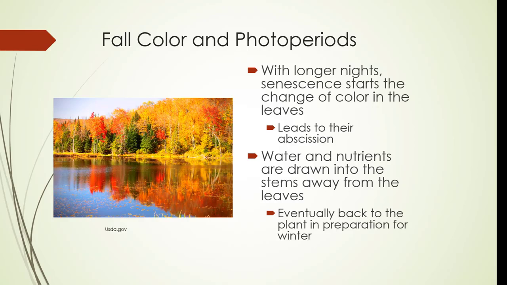Okay, so fall color and photoperiods. There's many things that go into fall color, but one of the things is photoperiods. So with longer nights, senescence starts the change of the color of leaves, and that leads to abscission. We'll talk about what abscission is in a moment. Water and nutrients are drawn into the stems away from the leaves, and eventually back to the plant in preparation for winter.